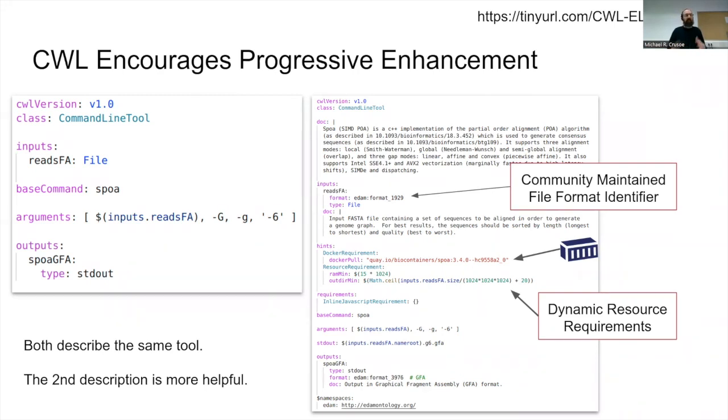Sometimes people see CWL descriptions that have been worked on for months or years, and they look very complicated and hard to understand. But I assure you that each and every one of those started out as a very simple description that just grew over time.